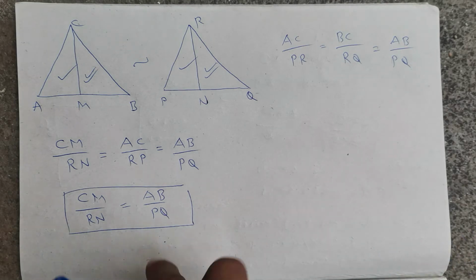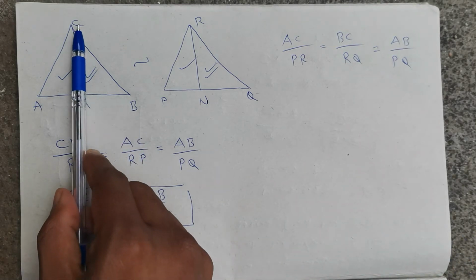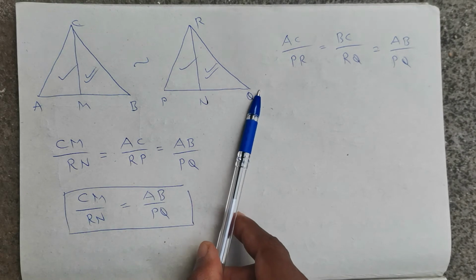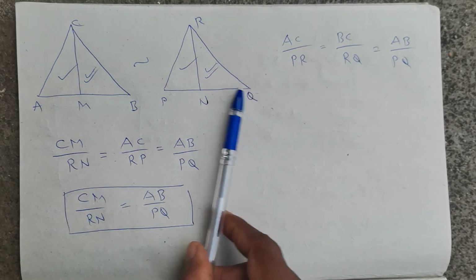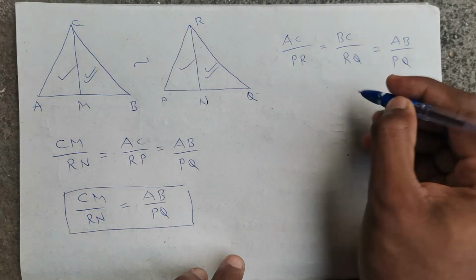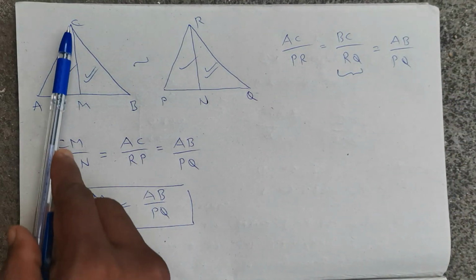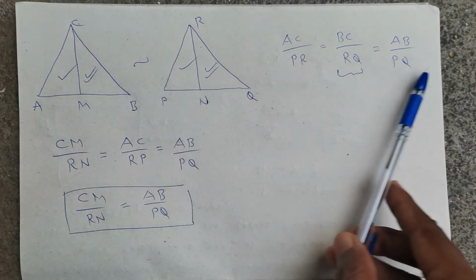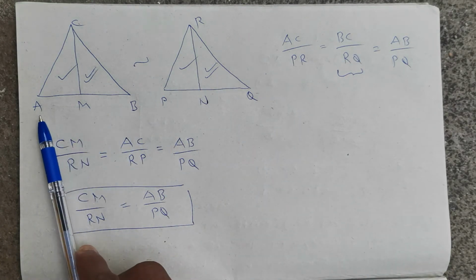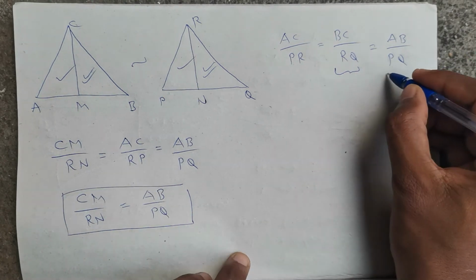Now here BC is there, here RQ is there. I am speaking about the right part of the triangle. Here BC, here RQ. So this is compulsory for us. Next, here CM, RN is not there, and if we come to the base, here AB, here PQ. So this is what we require.